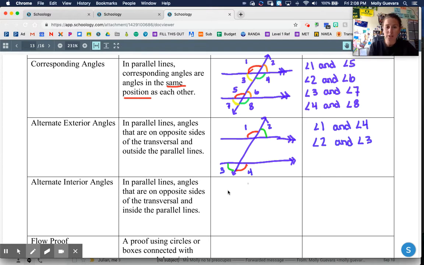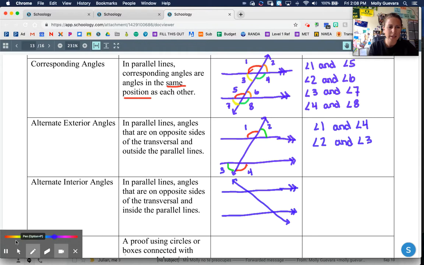Moving on to alternate interior angles. So again, here's my parallel lines. Another parallel, because I'm going to draw my little arrows. And let's have my transversal going this way, because why not, right? All right, so now we're looking at alternate interior angles.